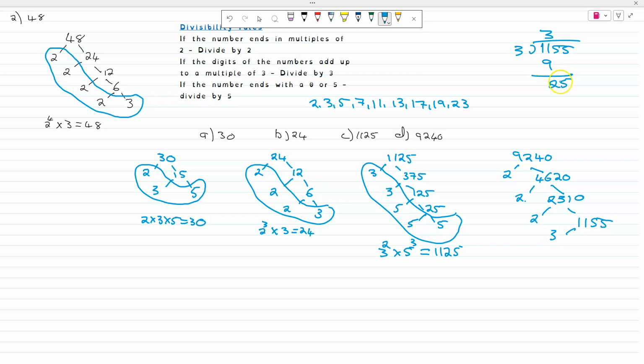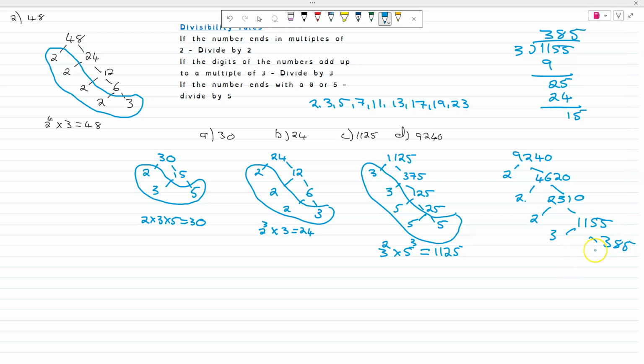3 goes into 25 8 times. I had to think about that. 8 times 3 is 24. Leaves us with 1. Bring down the 5. 3 goes into 15 5 times. And there we have 385. So 385. Okay. Can 3 go into this? 3 plus 8 equals 11. 11 plus 5 gives us 16. So which means no. 3 cannot go in there.